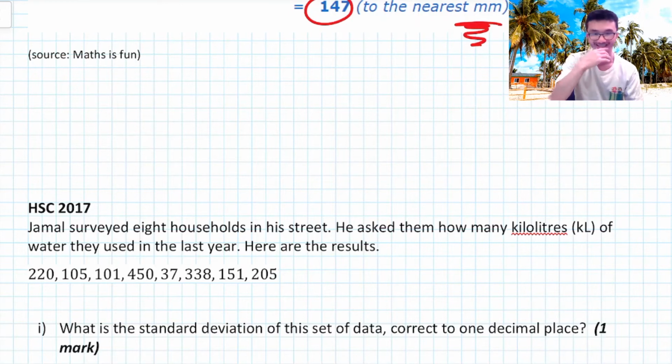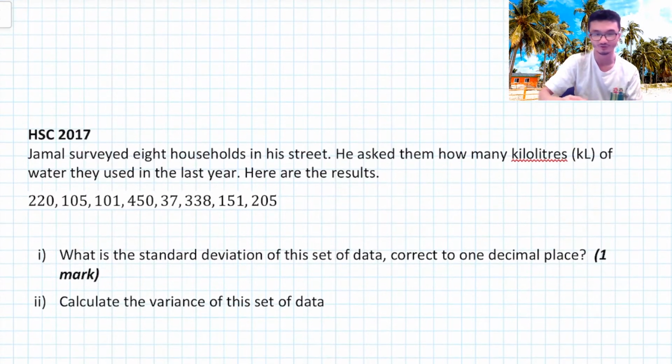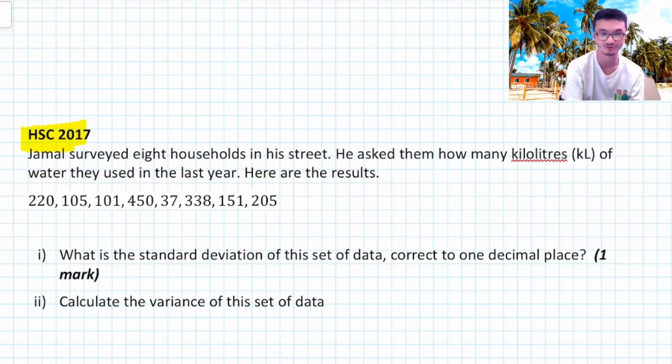So what are we going to do in terms of the calculation? I want to talk a bit about the best way to do that, because there are a few different ways, but let's look at this case over here. This question is from an HSC question, 2017. We've got Jamal, and he's surveyed 8 households in his street, and he's asked them how many kiloliters of water they used last year. Okay, so here are the results.